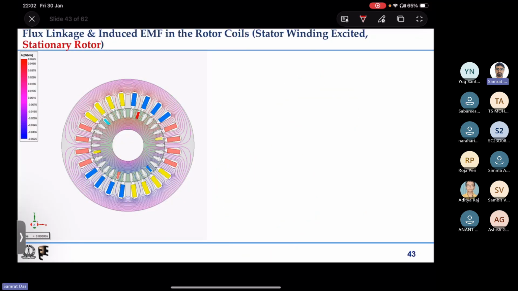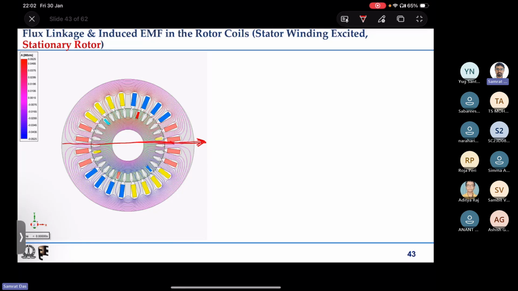Now if we excite only the stator, there is no excitation given to the rotor. So we give some three phase current excitation to the stator winding. We know that we have a rotating magnetic field whose axis is like this at omega t equal to 0, that is, zero time. This is the indication of the direction of the flux line.